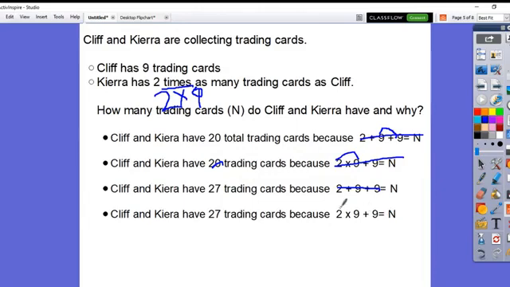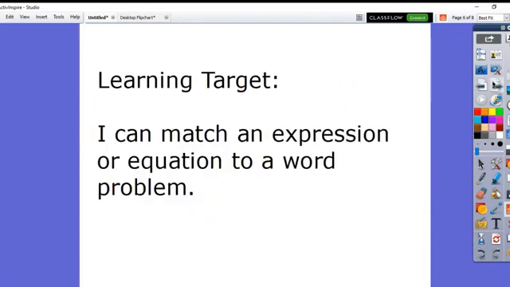Well, we know 2 times 9 is 18. That's correct. That is how much Kiara had, plus 9 more was how much Cliff had. So if we add all of those together, we should have 27. So this is the correct equation. Good thinking, guys. Let's look at our learning target one more time. I can match an expression or an equation to a word problem.